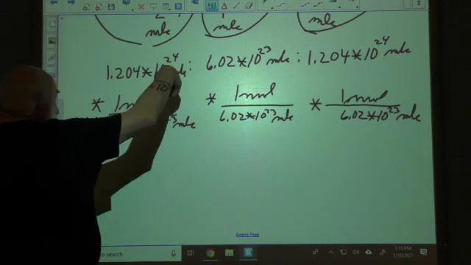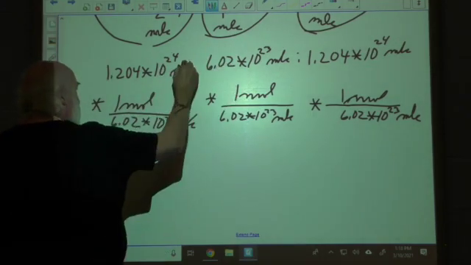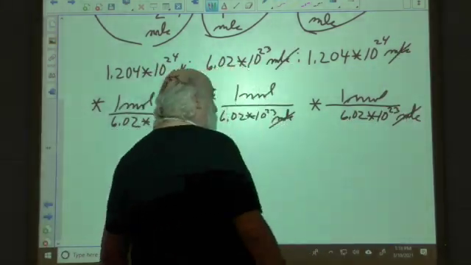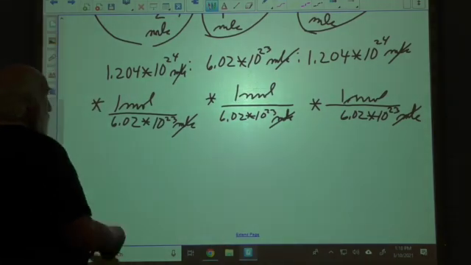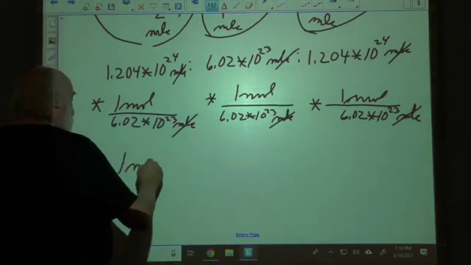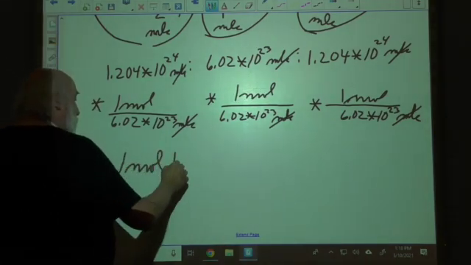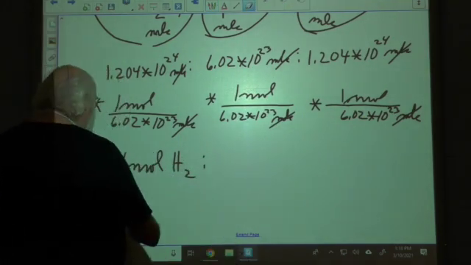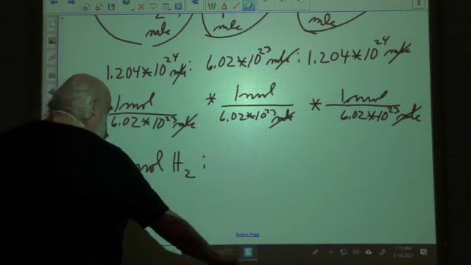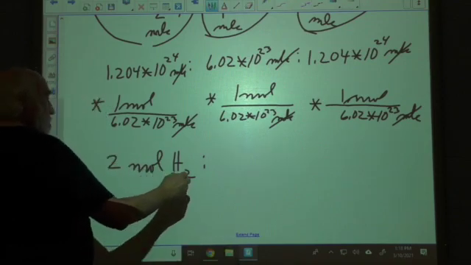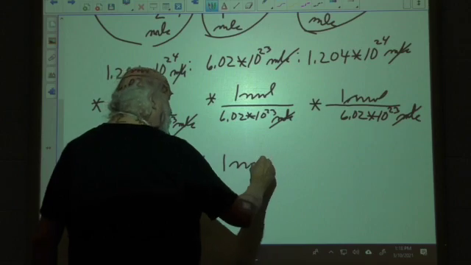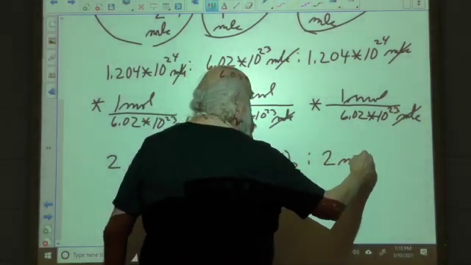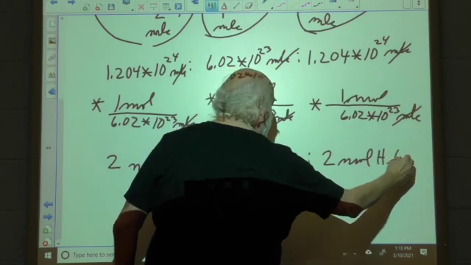Well, when you multiply these out, molecules cancel out here, here, and here, leaving moles in each case. And when you divide that out, you get 2 moles of hydrogen here for every 1 mole of oxygen here for every 2 moles of water here.